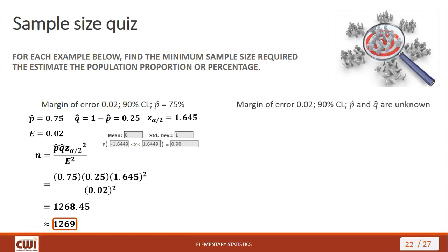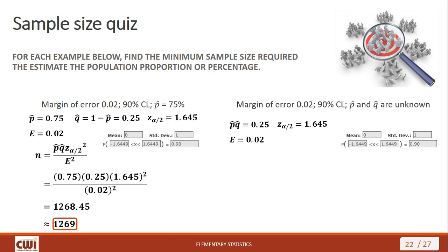Now, let's say we have the same values that we did before, only this time we don't know what p hat is, which means we're not going to know what q hat is either. In this instance, we can simply substitute 0.25 for the product of p hat q hat. Our z-score hasn't changed because our confidence level is the same. Again, if you want to run through the calculation again, you're free to do so. It's going to come out the same. Then we want the same margin of error because that number didn't change.